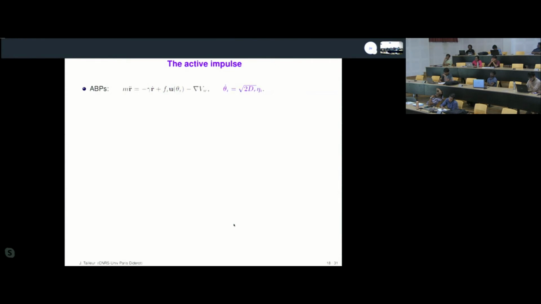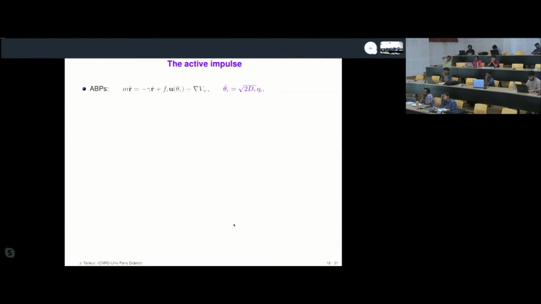So let's go back to our microscopic model. We have our active Brownian particles. The mass times acceleration is minus the damping plus the active force minus the gradient of the external potential. And the dynamics of the angle is simply a random walk. Now, we want to understand the density of active force exerted by these particles. So we want to look at, in a way, the average force exerted by particles.